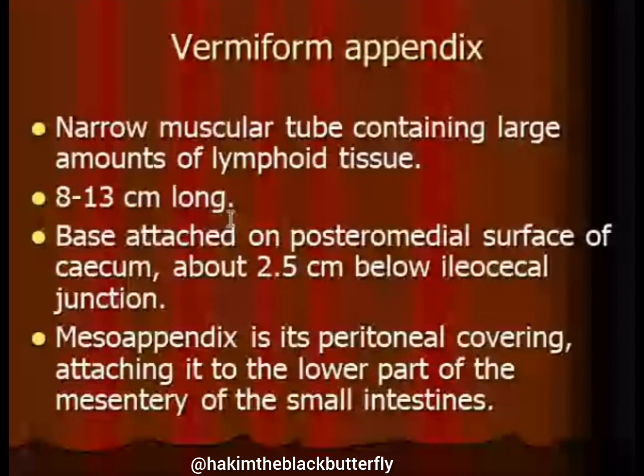The appendix also has a mesentery. Peritoneum peels off from the abdominal wall and suspends the appendix. So this appendix has a mesentery. And the mesentery suspending the appendix is what we call the mesoappendix. Inside this mesoappendix, we have the appendicular artery and the appendicular vein, which are supplying and draining the appendix simultaneously.